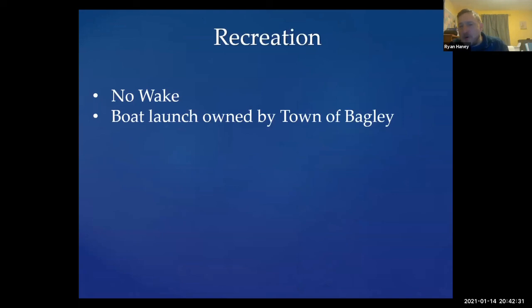Recreation, it's a no-wake lake, being under 50 acres. So that's probably nothing that's going to change. The boat launch is owned by the town of Bagley, and that's good to know. Some of the boat launches are owned by the Forest Service, some by the county. So there's a wide variety there. In your case, the town manages that boat launch. So good to know who to go to if there are issues or improvements needed with that boat launch.